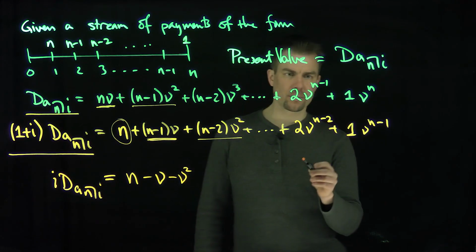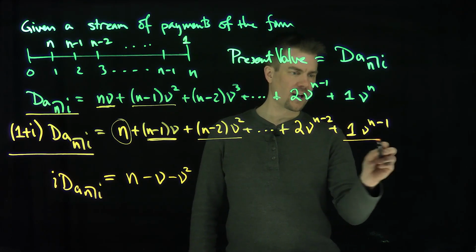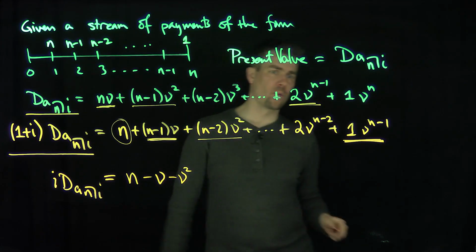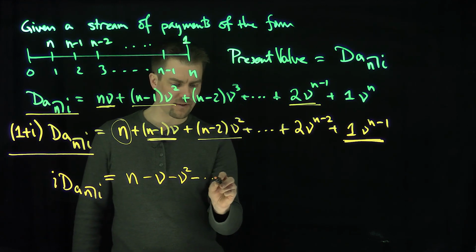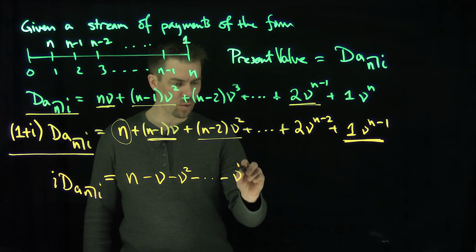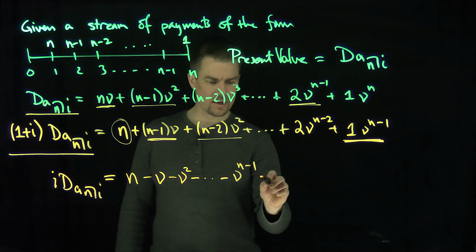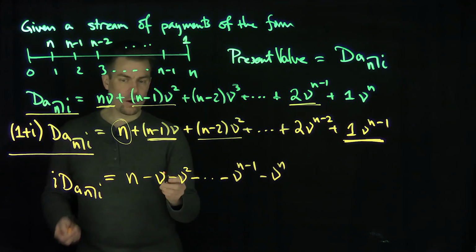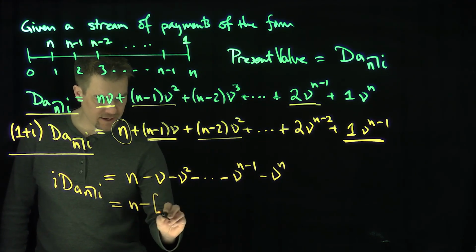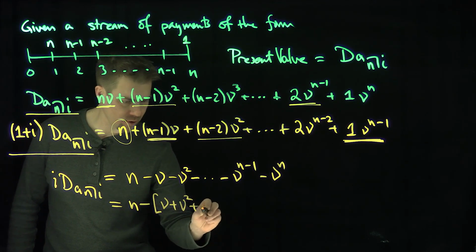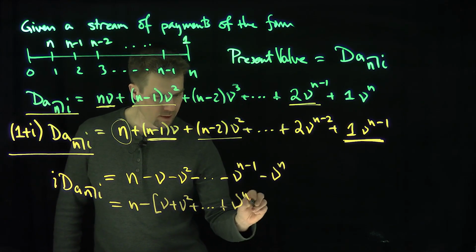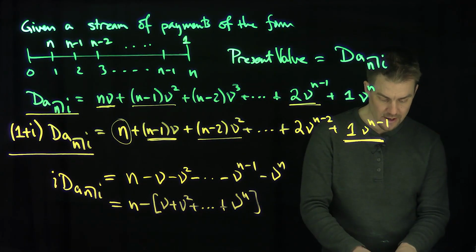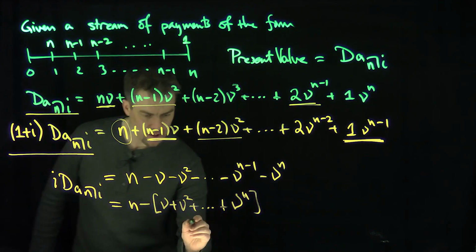If I keep doing this procedure, let's look at this last term. If I do this last term minus this term over here, those are of the same form. Everything's just been shifted over by 1. I'm going to have a cumulative factor of negative nu to the n minus 1, and then there's this extra negative nu to the n that's left over. Now I can write this as n minus (nu plus nu squared plus all the way down to nu to the power n). And we can recognize exactly what that is. That's the present value of a traditional annuity immediate, so this is exactly just a_n.